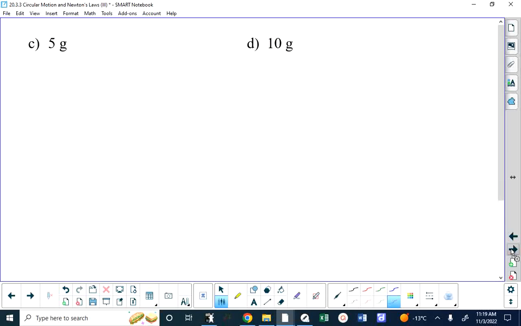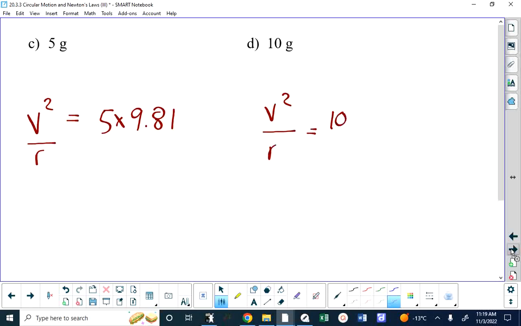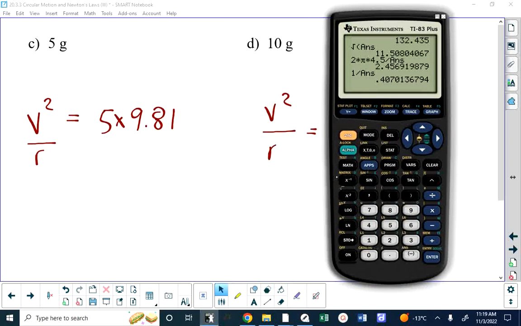5G, well, I think you can see things are going to get out of control very quickly here. Not out of control, but you're going to be moving very, very fast. So this time we have, I'll write this down so we can see it, v squared over r equals 5 times 9.81. Here we're going to have v squared over r equals 10 times 9.81. Let's find them all, I guess. Won't take long. 4.5 meters times 5 times 9.81, and then take the square root. So at 5G, you're moving at 15 meters per second. Moving along pretty fast.